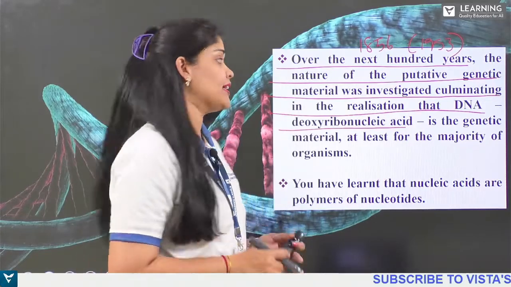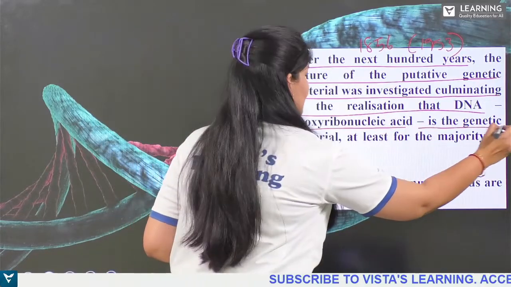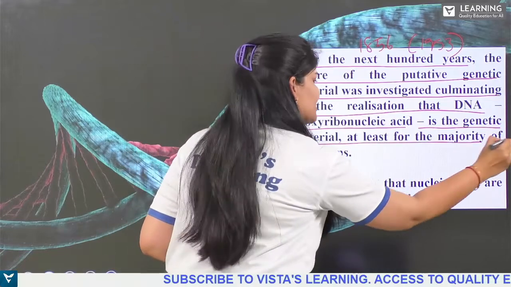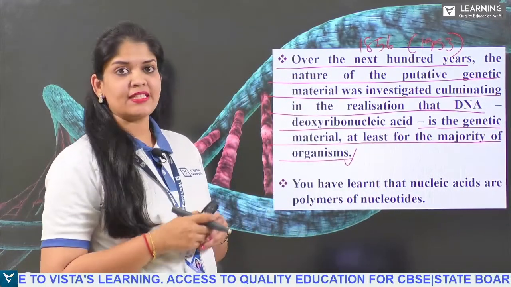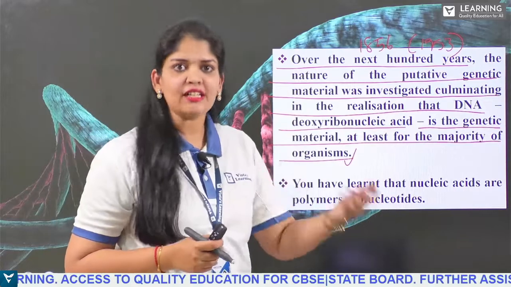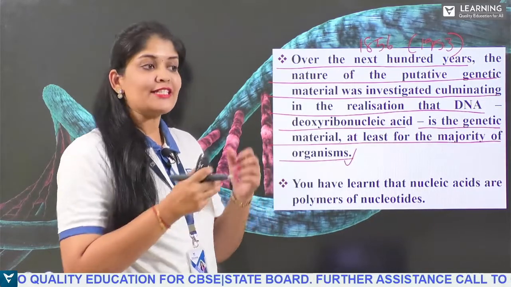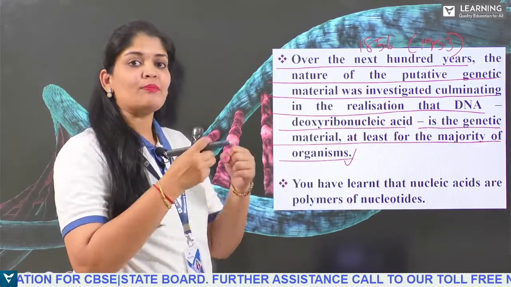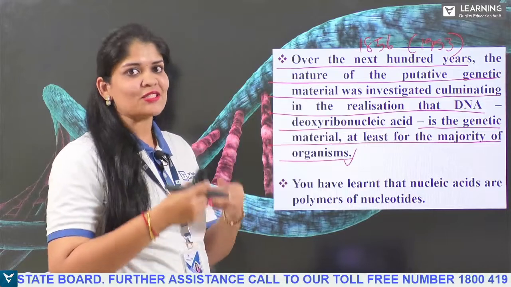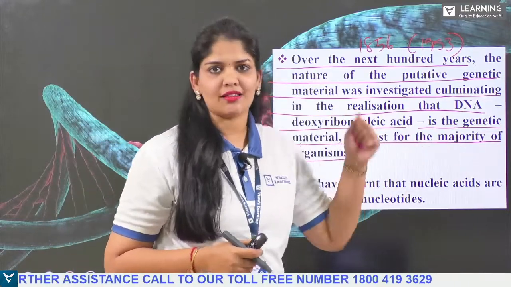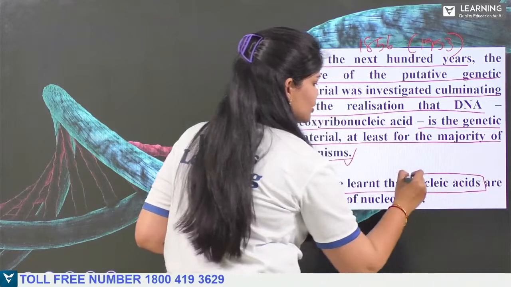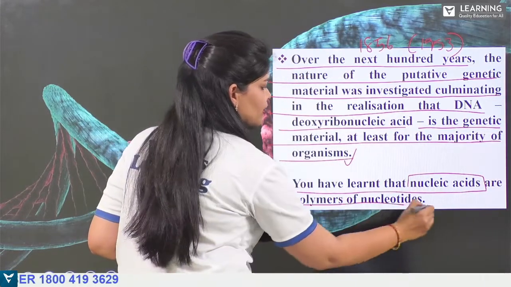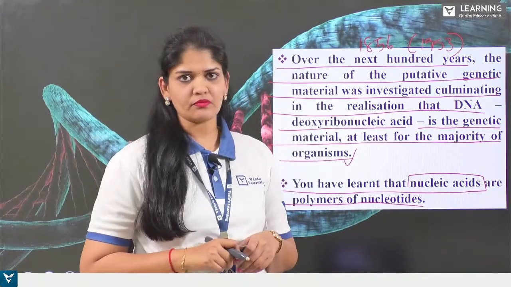One is DNA and the other one is RNA. In that, DNA is acting as a genetic material, at least for the majority of the organisms. The majority of organisms have DNA as their genetic material, by which it stores information and passes the characters from one generation to another generation. We have learned that nucleic acids are polymers of nucleotides.